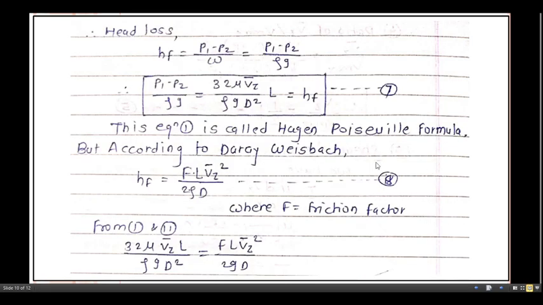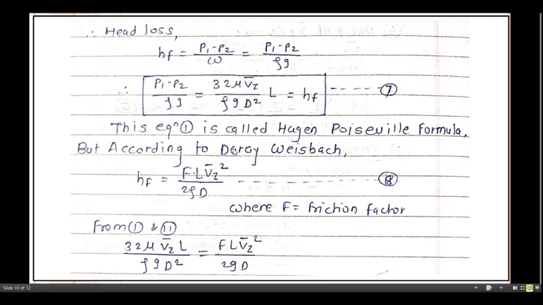In this way you can get the head loss, HF equals P1 minus P2 divided by W, so P1 minus P2 divided by rho G, which equals 32 mu Vz bar divided by rho G into D square into L. This is nothing but the HF. This equation 1 is called the Hagen-Poiseuille formula.